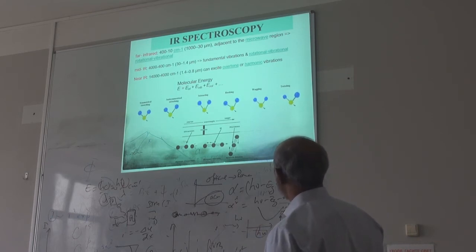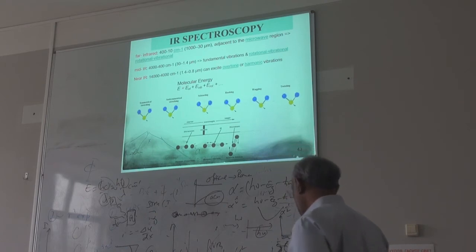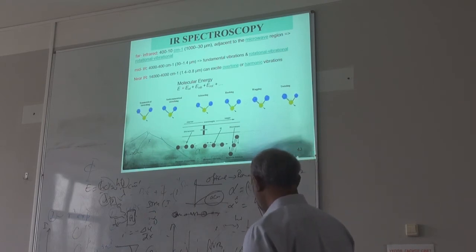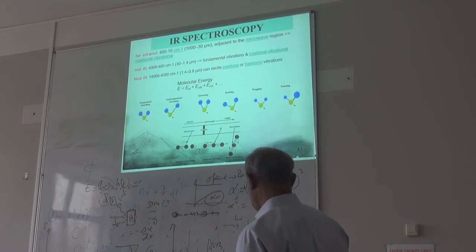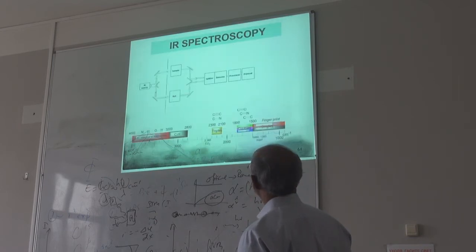So they are all infrared active. In a typical spectrometer, you again have an infrared source, then the sample, then a reference source, and we are looking at the difference between the two.